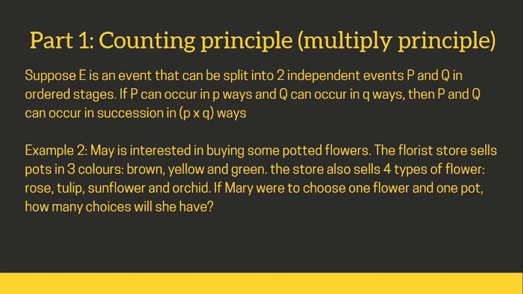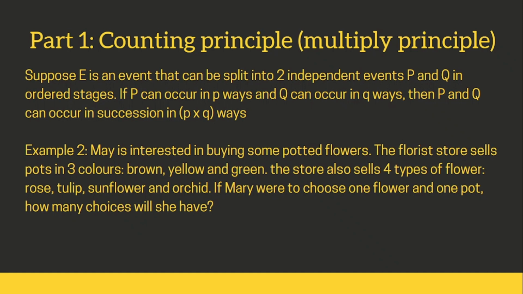Alternatively, there's also the multiply principle. So suppose that E is an event that can be split into 2 independent events, P and Q, in ordered stages. If P can occur in p ways and Q can occur in q ways, then P and Q can occur in succession in p times q ways. So we are basically creating scenarios where let's say P1 happens and then there can be a Q1, a Q2, Q3. So basically you have all these different permutations where each specific stage is very specific and they depend on each other for a specific outcome of the 2 things.